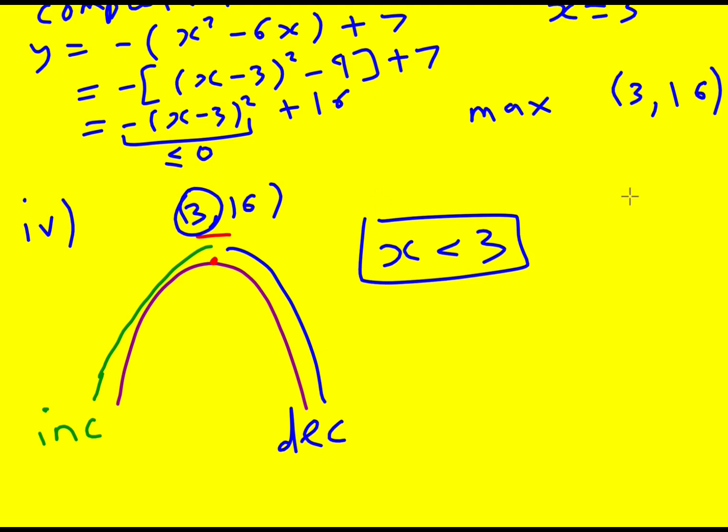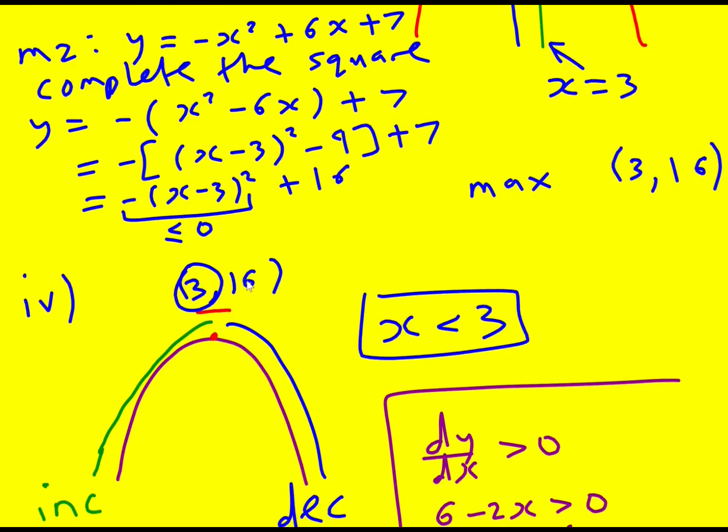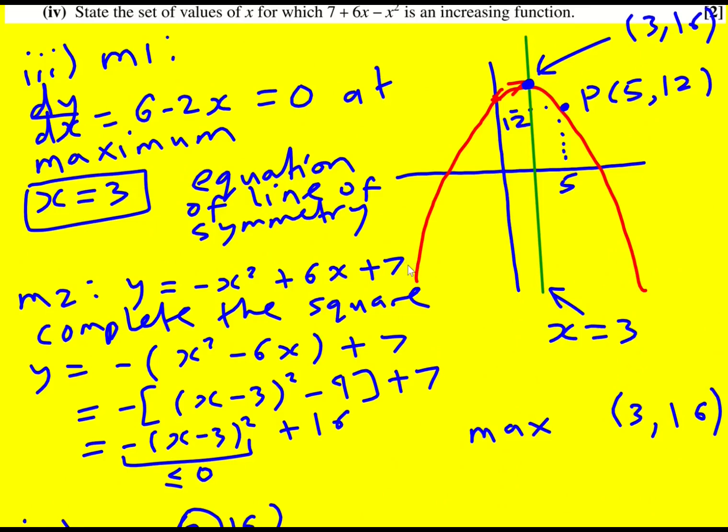If you don't realize that, then you could resort to looking at where dy by dx is greater than 0, and then it would be 6 minus 2x is greater than 0. 6 is greater than 2x. x is less than 3. We can get the answer that way as well, but we don't need to do all of that. If we've got a solid sketch, we understand the graph, then we get it really quickly.